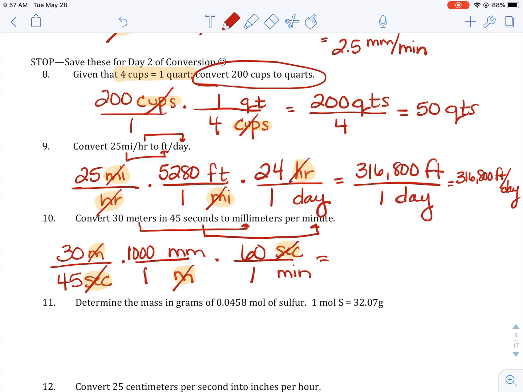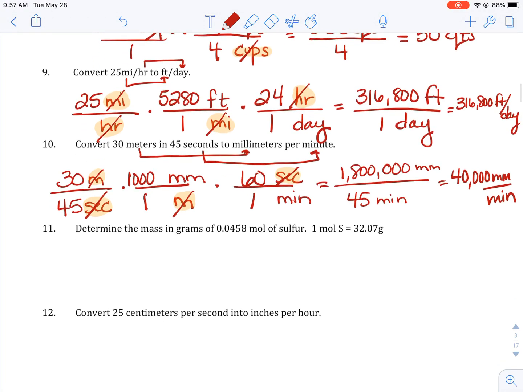So now multiply across the numerator. I get 1,800,000 millimeters. And then across the denominator, 45 times 1 times 1 is 45 minutes. But I want all my answers as unit rates. So I get 40,000 millimeters per minute.